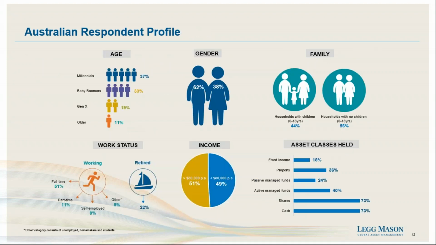If we look just from an Australian perspective, what this slide shows is the profile of the respondents. And I think the first thing you can see here is it's broad. It's broad by age, by gender, by family type, by the work status of the individual, be they working or retired. We can separate by income and income levels, and we capture information such as the assets that they would hold in their portfolio. And of course, all of this data is something we can drill into as we consider the learnings and the findings from these different cohorts.